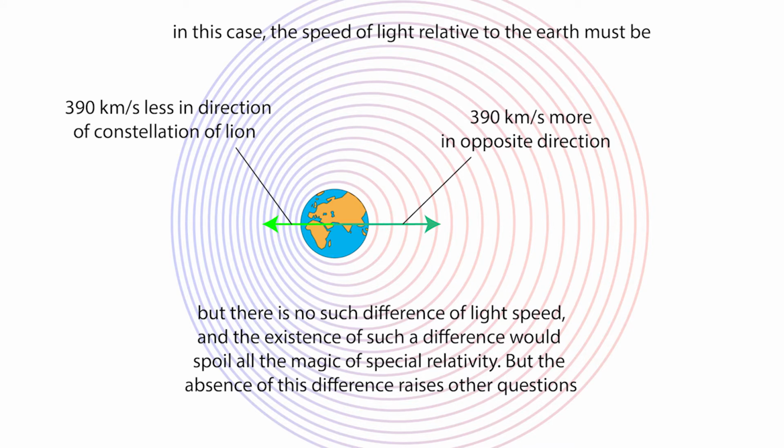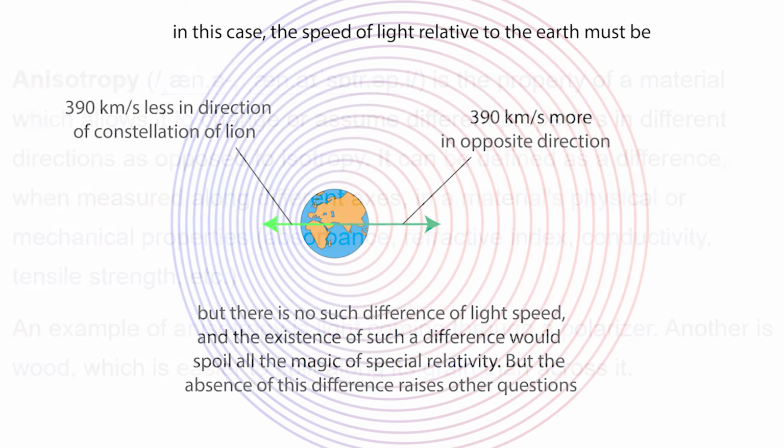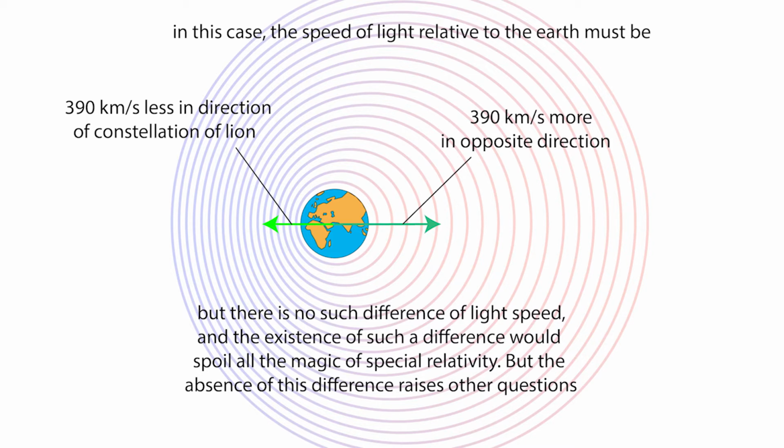Is the speed of light changed? Can we observe the anisotropy of the speed of light? Is the speed of light decreased by 400 km per second in the direction of the constellation of Lion? No, we don't observe it. And the signals of the GPS satellites do not come earlier or later. But we can observe some deviations.